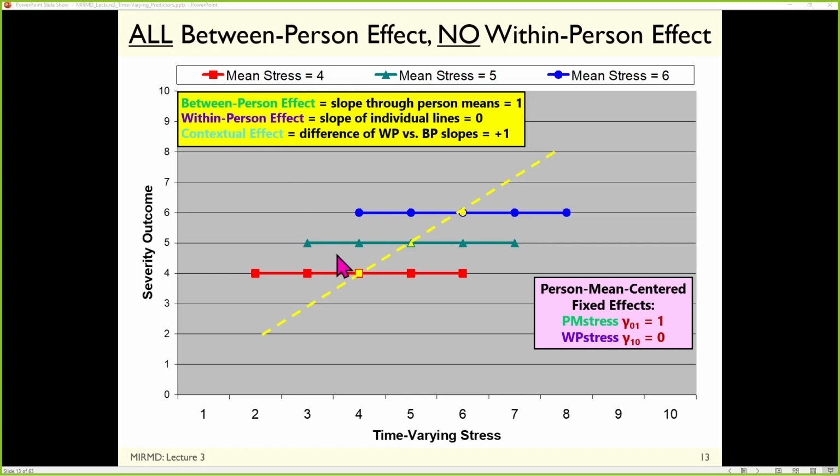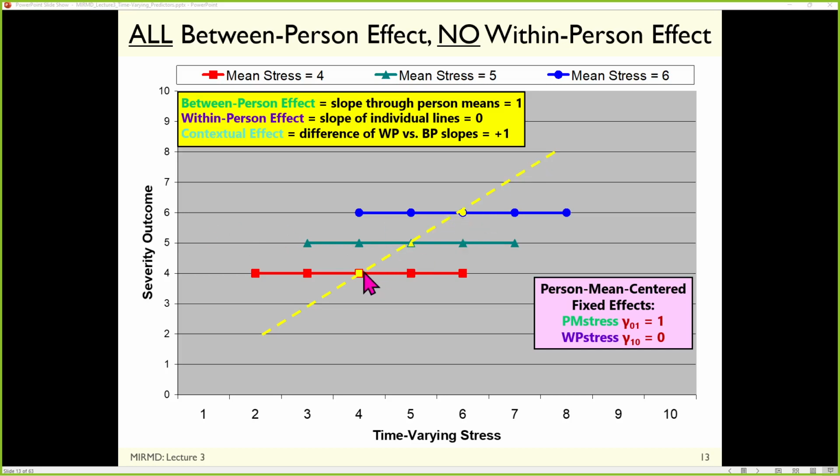So I have my red person who has a mean stress of 4, and sometimes they're lower and sometimes they're higher. My green person who has a mean of 5, and my blue person who has a mean of 6. And the yellow line through their means then conveys the between person slope. For every unit more mean stress on average, severity goes up by 1. The slope of the yellow line is 1.